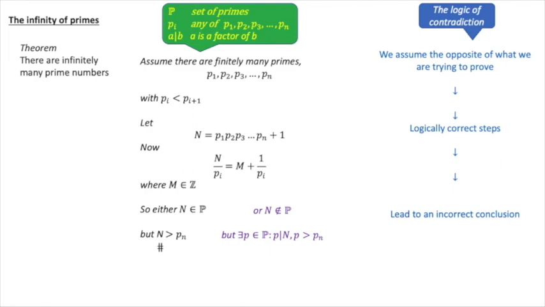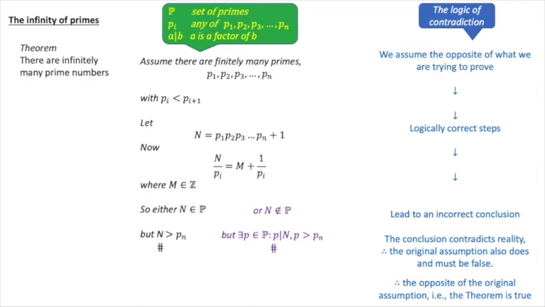So the conclusion contradicts reality, because what we've proven is that N cannot be a prime or not a prime, and it has to be one or the other, and that means because all our steps are logically correct, then the original assumption also contradicts reality and must be false. Therefore, the opposite of the original assumption, i.e. the theorem, is true, and therefore we can conclude that there are infinitely many primes.